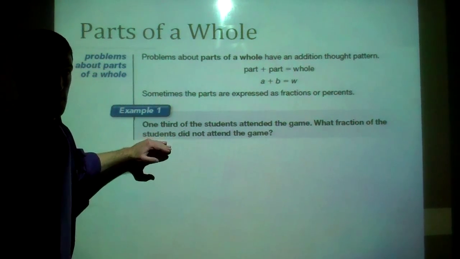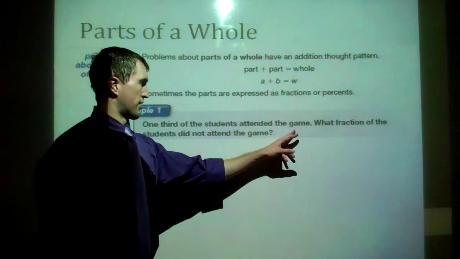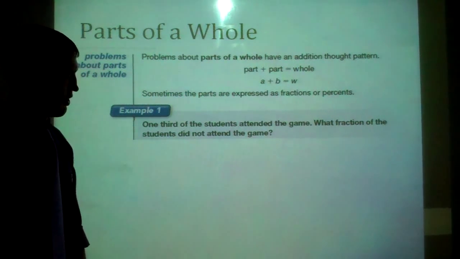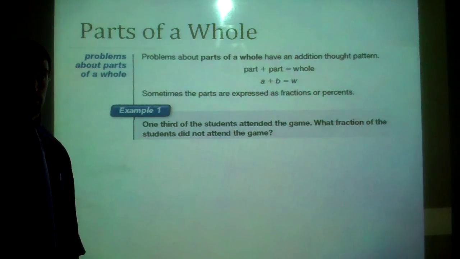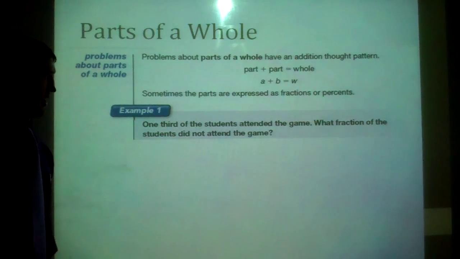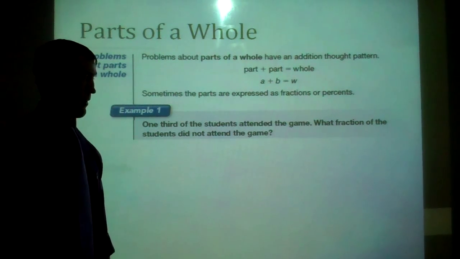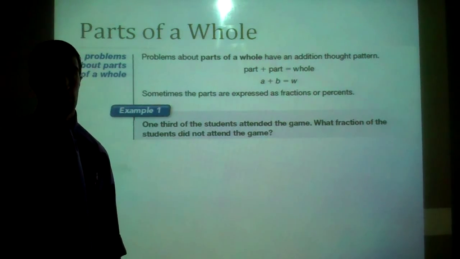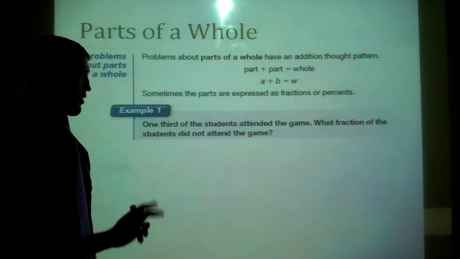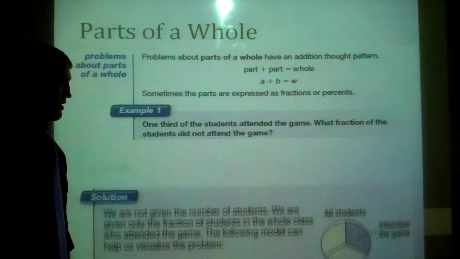So if we look at a very basic example, it says 1/3 of the students attended the game. What fraction of the students did not attend the game? Well, sometimes it helps for us to look at a picture. Although this answer might be obvious, we have to add up to 1, or 100%. So 1/3 went to the game, that means 2/3 did not. 1/3 plus 2/3 gives us the whole. So the two parts, 1/3 and 2/3, added together gives us 1, which is the whole.